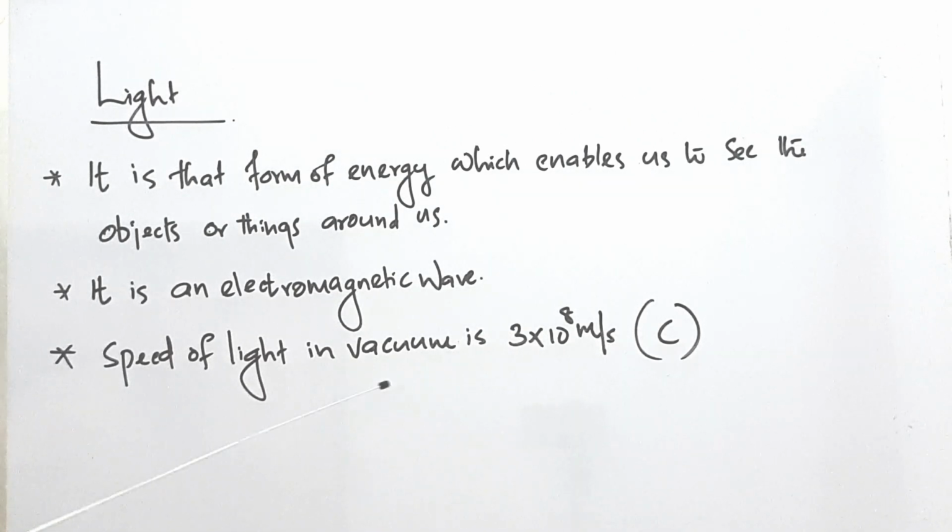Speed of light in vacuum is 3 × 10⁸ meter per second, which is denoted by c. So, the letter c represents the speed of light in vacuum, that is 3 × 10⁸ meter per second.